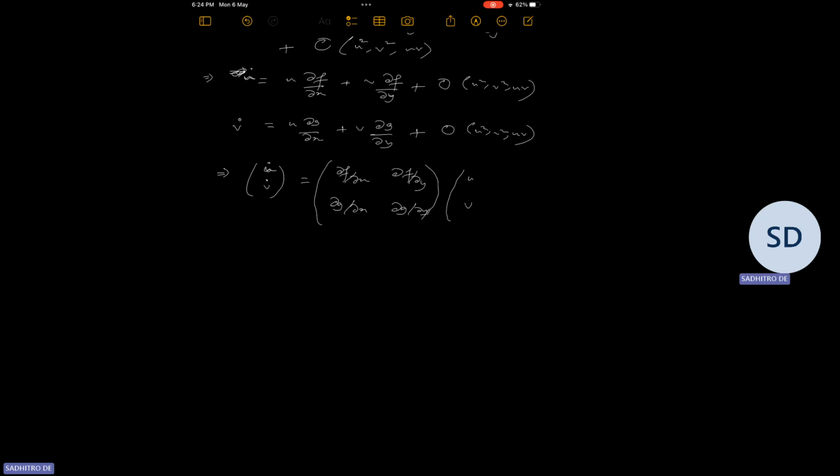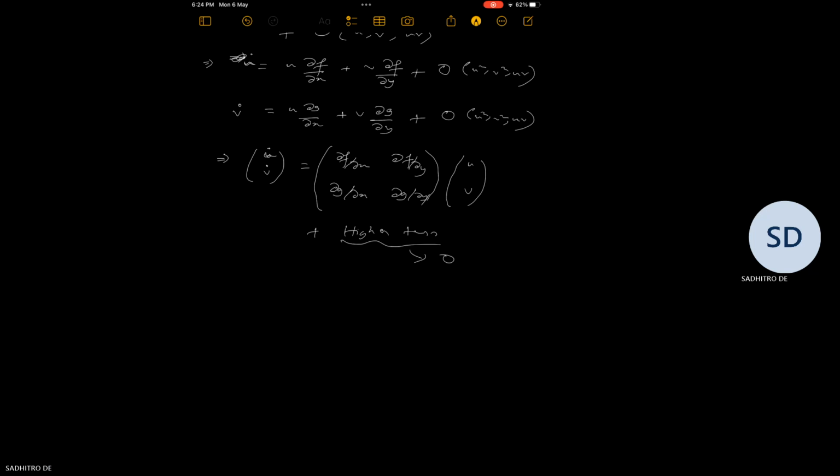...to UV plus higher order terms, right? So we can neglect the higher order terms at first approximation. And if you do that, then you see that this matrix equation has the form of the two-dimensional linear systems which we were analyzing earlier. So this has this particular form, right?